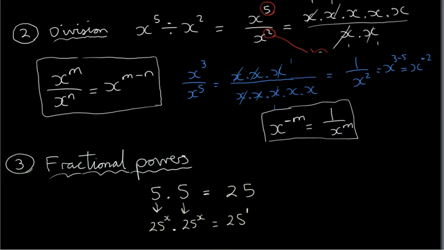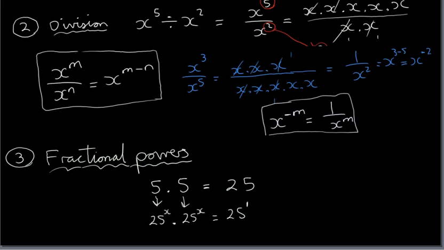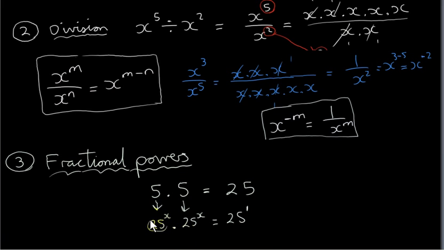Now let's apply our rules for multiplication. We see that we have the same base number here, and that means that we can add the powers. So we get 25 to the power of x plus x, but x plus x is 2x. So that's the left hand side, and on the right hand side we have 25 to the power of 1. So now we can actually find out what x is. We have the same base number on each side. If we have the same base number, we must have that the powers are equal.